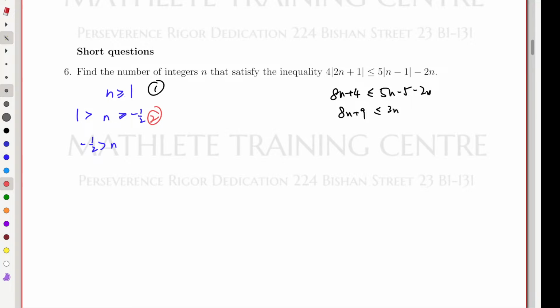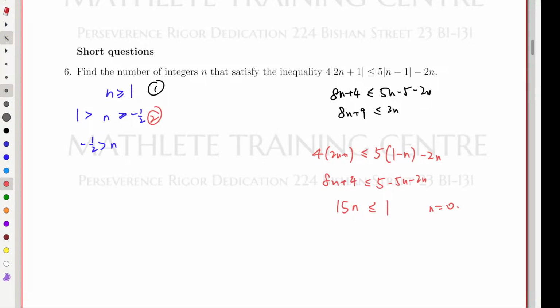In case 2, we can see that 2n plus 1 will stay as positive. However, n minus 1 is negative, right? So the absolute value will change sign. It will become 5 times of 1 minus n. Then we have a minus 2n at the back. So if you move the integers around, we have 8n plus 4 again. This thing here is 5 minus 5n minus 2n. So we can get 15n is less than or equals to 1. Is there any n here that works? There is. n equals to 0, right? n equals to 0 works in this case, but not n equals to anything else.